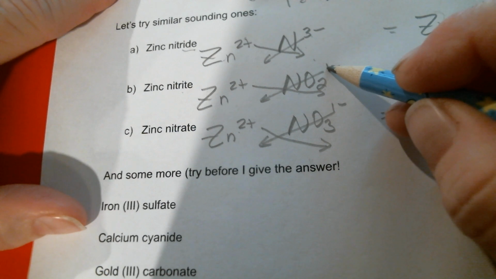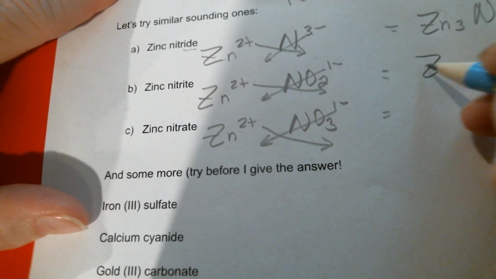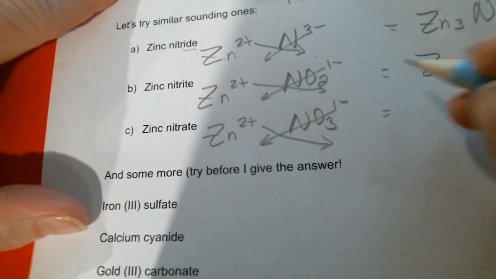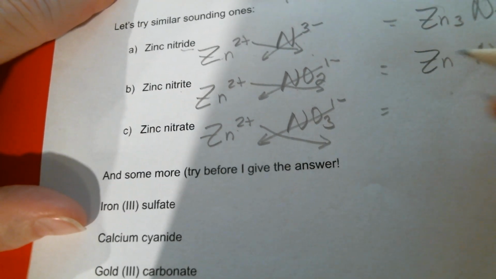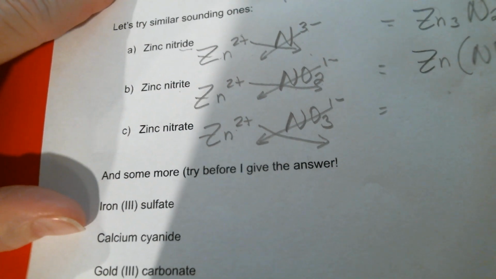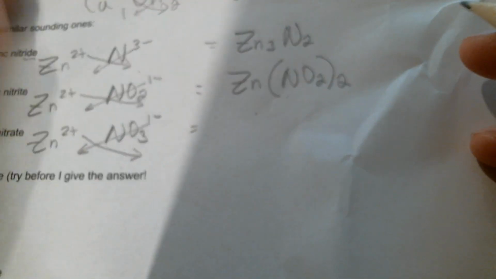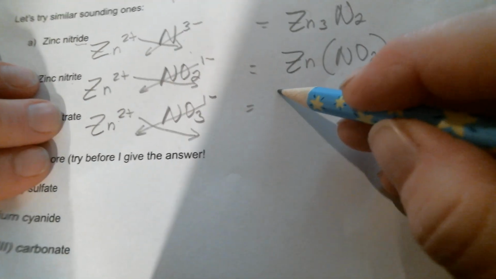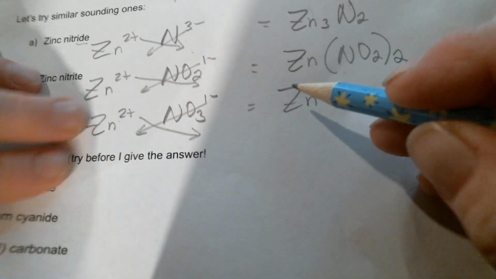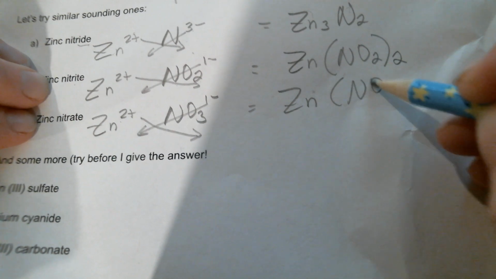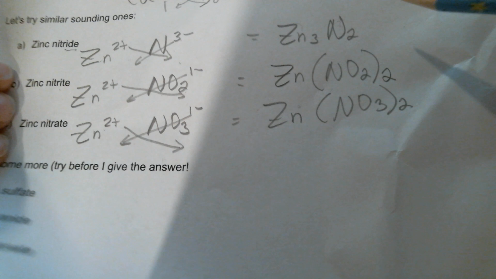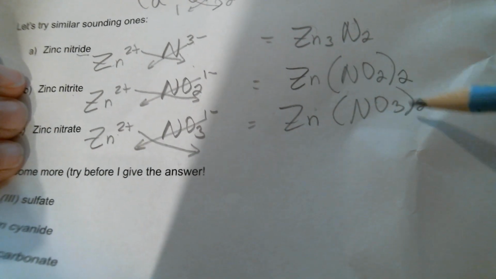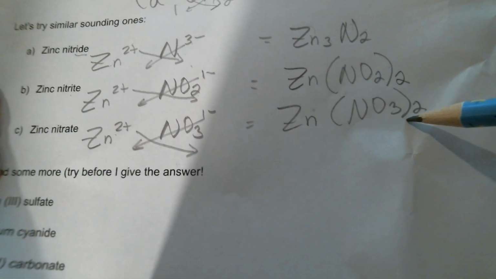Okay, on this one I have a -1, so I'm going to crisscross. So Zn gets the 1, I don't write it. And then NO2 gets a 2. So I have another 2. I'm going to put this in parentheses and then my 2 outside. Okay, zinc, still have a 1. I have, in this case, NO3, and I have a 2. So, notice the difference. Nitride, nitrite, nitrate. Can get confusing, but just pay attention to the details.